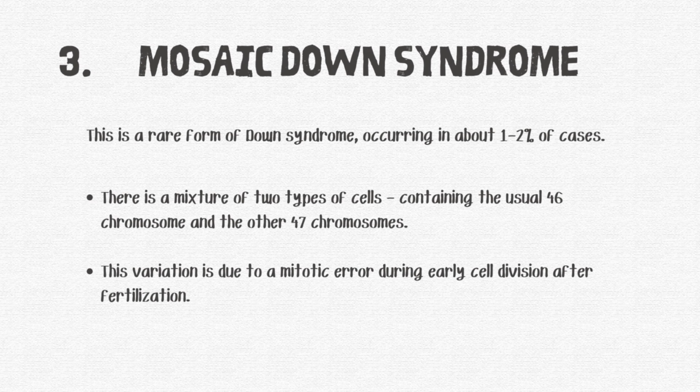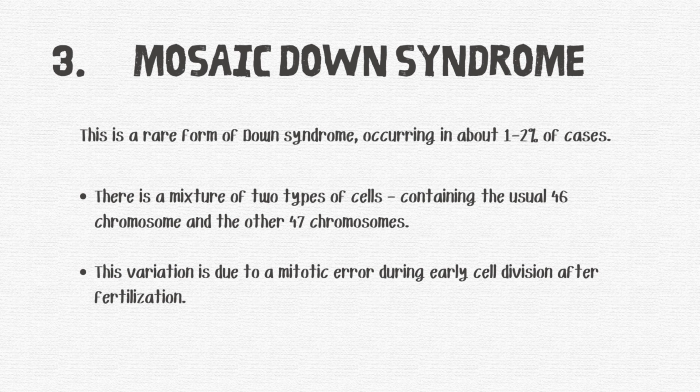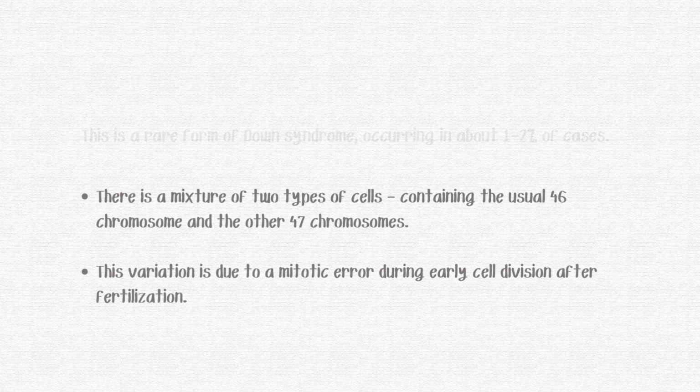Mosaic Down syndrome. This is a rare form of Down syndrome occurring in about 1 to 2% of cases. There is a mixture of 2 types of cells, one containing the usual 46 chromosomes and the other 47 chromosomes. This variation is due to a mitotic error during early cell division after fertilization.